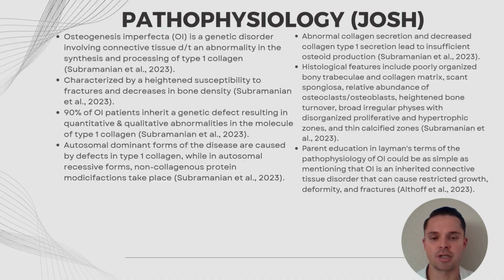Hey guys, this is Josh, and for the pathophysiology of osteogenesis imperfecta, we see that it is a genetic disorder involving connective tissues due to an abnormality in the synthesis and processing of type 1 collagen. Now, it's characterized by a heightened susceptibility to fractures and decreases in bone density. 90% of osteogenesis imperfecta patients inherit a genetic defect that results in quantitative and qualitative abnormalities in the molecule of the type 1 collagen.